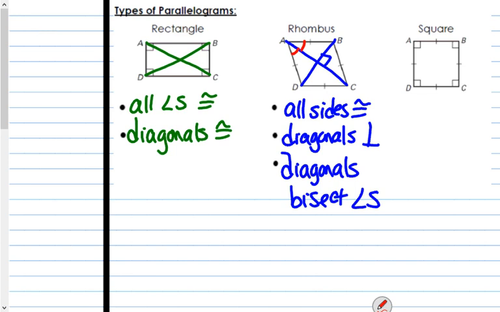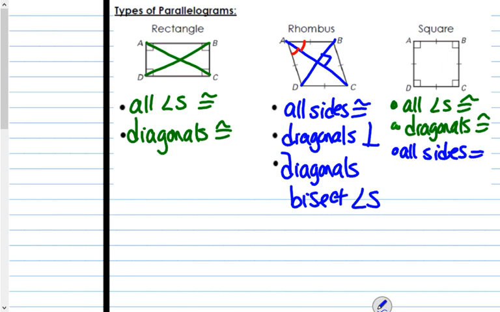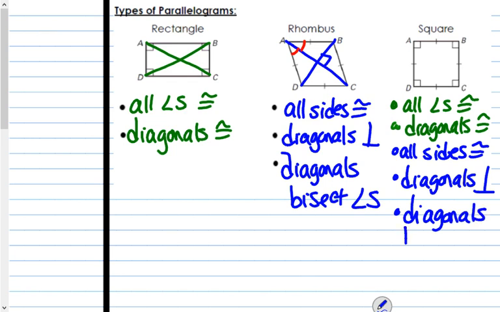Well, a square is special because a square gets both of the rectangle properties, all angles congruent, and the two diagonals are congruent. Plus, it gets all three rhombus characteristics. All sides are congruent. The diagonals are perpendicular. And the diagonals bisect the angles. So it gets all the rectangle properties and the rhombus properties.